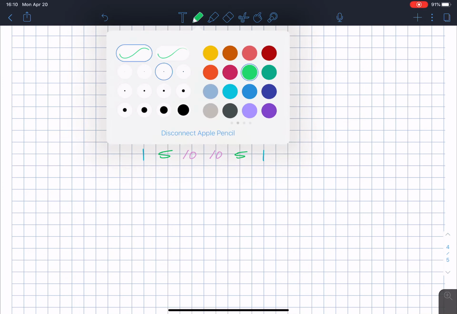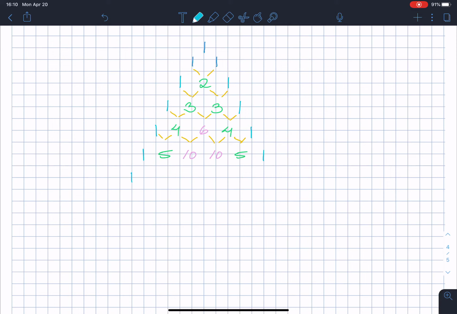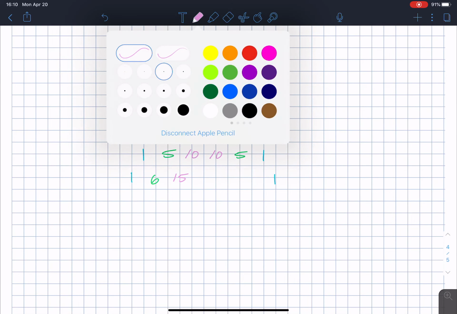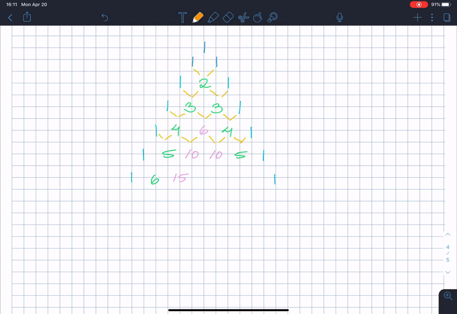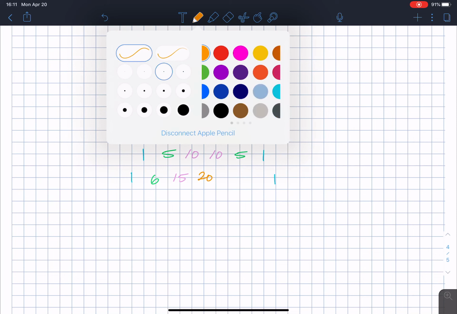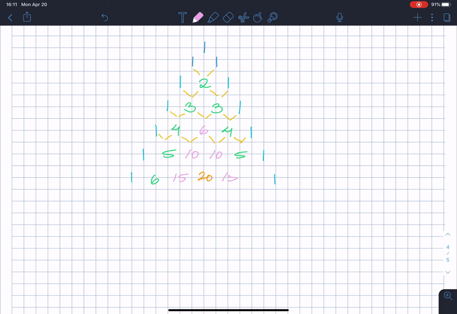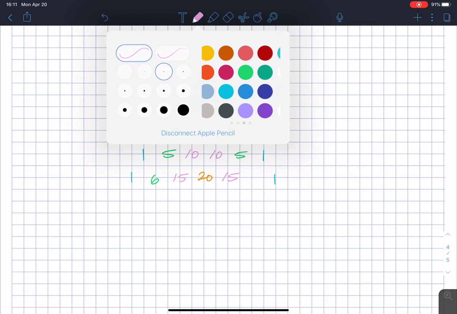Okay, let's go on a bit more. So 1 and 1. So 1 plus 5 is 6. It looks like I have these out of order a bit. Maybe a bit there. Maybe a bit there. It seems like this is getting a bit tight. Okay, so 5 and 10 is 15. 10 and 10 is 20. Let me do that in orange. 10 and 5 is 15. 5 and 1 is 6.